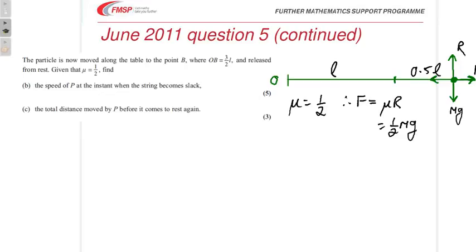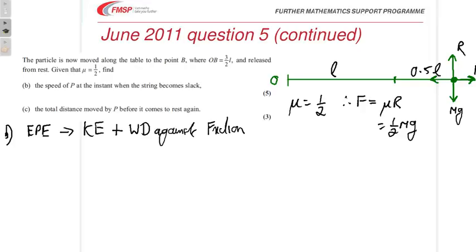Right, find the speed of P at the instant when the string becomes slack. Let's use energy for that. So for part B, the elastic potential energy goes to kinetic energy, and that's all that would happen if the table was smooth, but some will have disappeared because it will have been used as work done against friction. Okay, so that's what we've got to do for this bit.